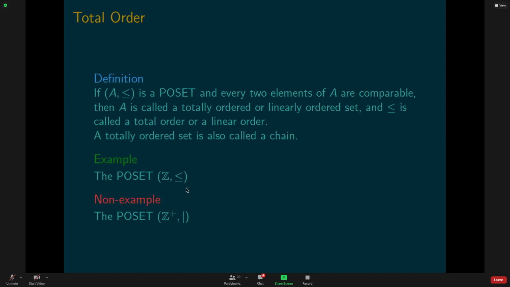Here's the non-example and the example, right? So every integer is either smaller, greater, equal, or not by any other. Here we can compare everything, but here we cannot.